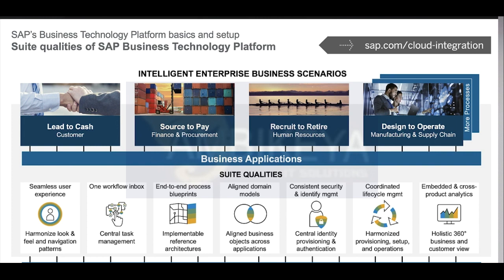For SAP, it is important, therefore, that the technologies we build satisfy intelligent enterprise requirements or suite qualities, which include seamless UX, identity authentication and user management, one gateway for workflows and task management, aligned domain models and master data service, centralized lifecycle management, and cross-product analytics for applications. I have added a link to a white paper on suite qualities, which I'll encourage you to check out and learn more about the intelligent enterprise. It's a journey, and we understand there are gaps, but we're inching towards a target state every day.